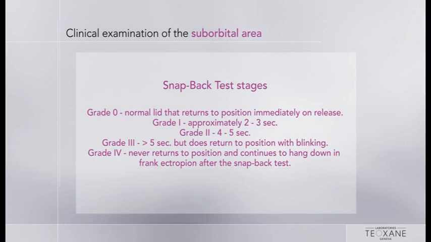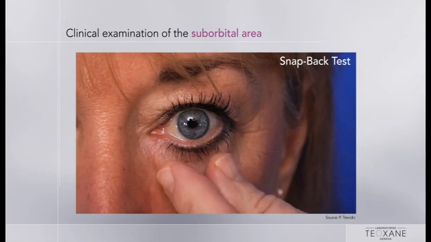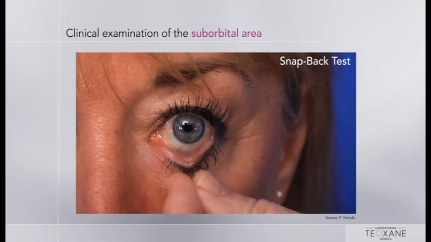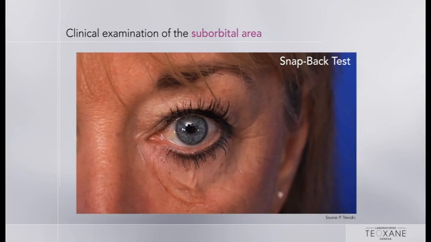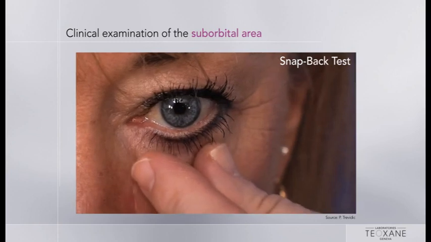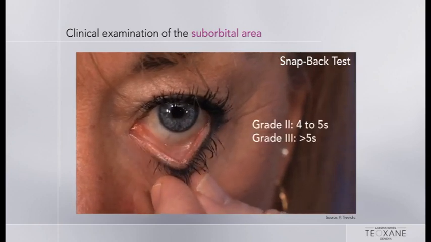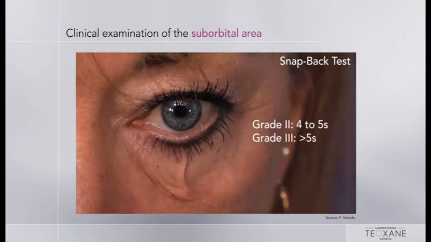The snap back test, where we see here the different stages, enables, thanks to a simple maneuver, to visualize skin laxity of the lower eyelid. A traction realized on the eyelid, followed by release, enables to calculate the time it takes for the lid to snap back against the eyeball. In the case of this patient, the test is between grade 2 and 3.